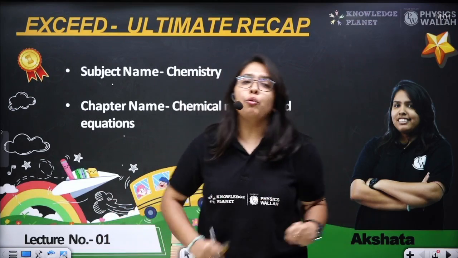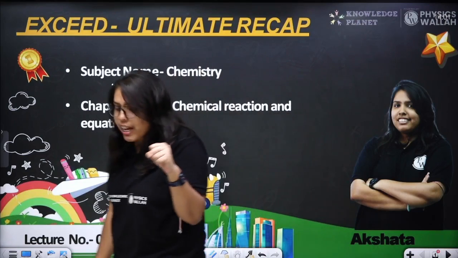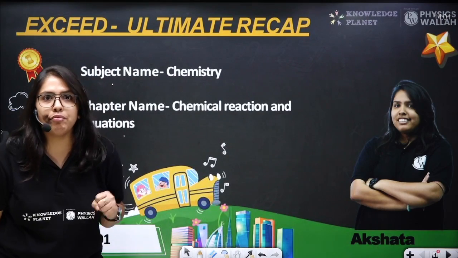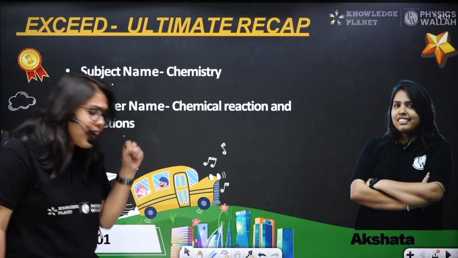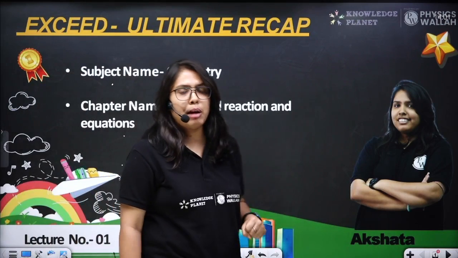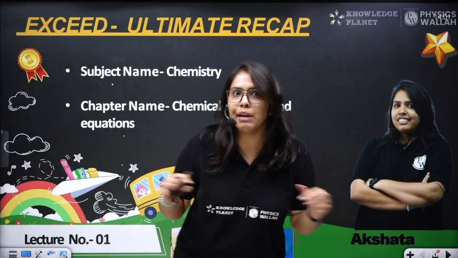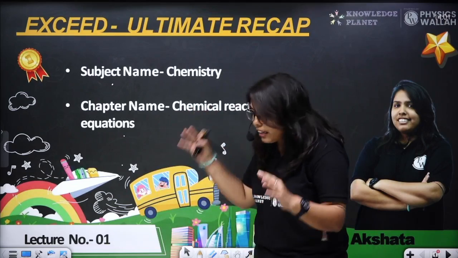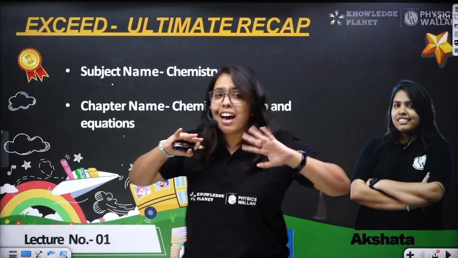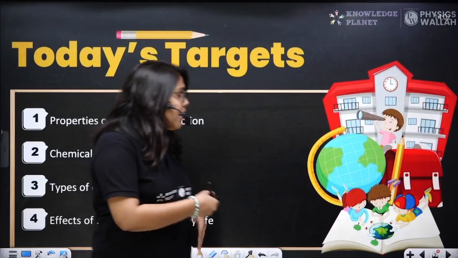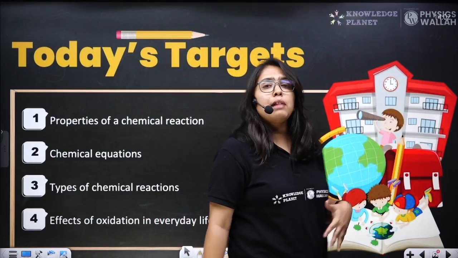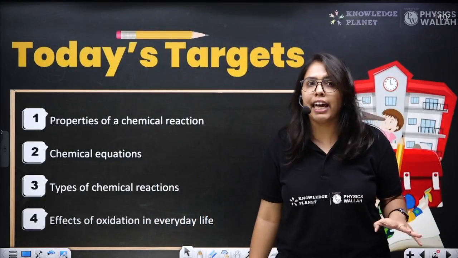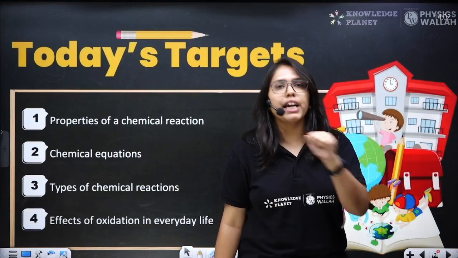And now we are going to summarize whatever we have learned in our very first chapter. And what have we learned in our very first chapter? Let's start with the name of the chapter, which is Chemical Reactions and Equations. That is our very first chapter. And in our session today, we shall be summarizing everything that we have learnt during our sessions.